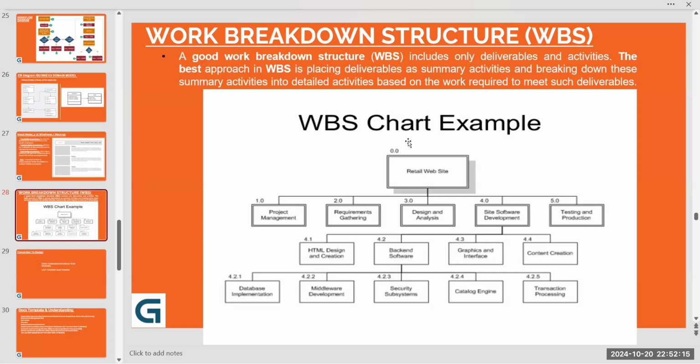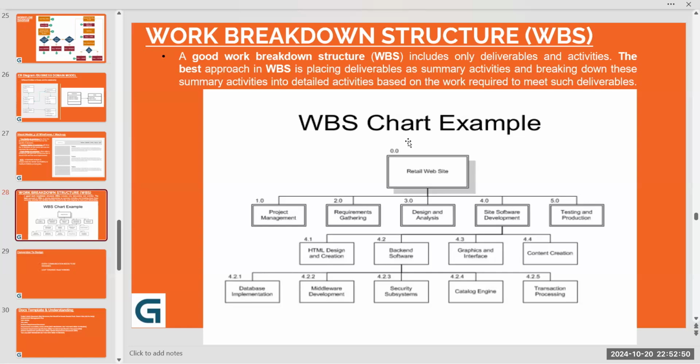Everyone can read out the points 1.0, 2.0, and the names mentioned. Anyone can read one line. It is 1.0 project management, 2.0 requirement gathering, 3.0 design and analysis, 4.0 site software development, 5.0 testing and production. Perfect. Thank you so much for reading it out.